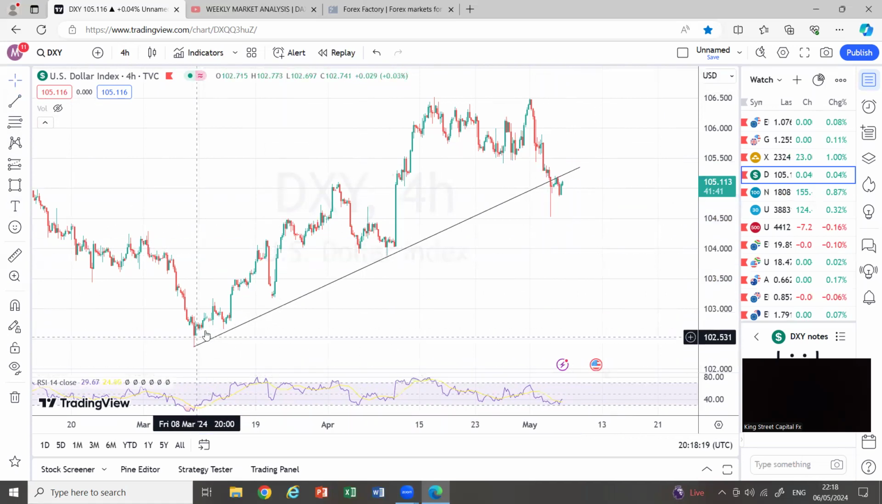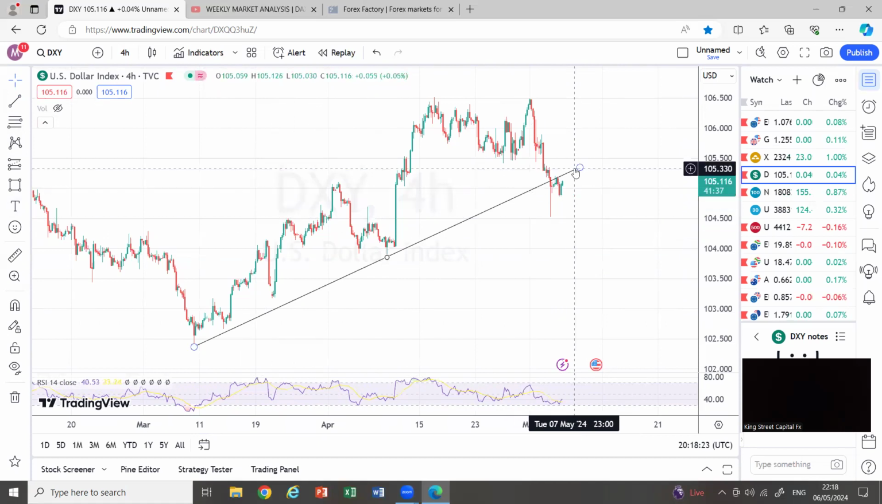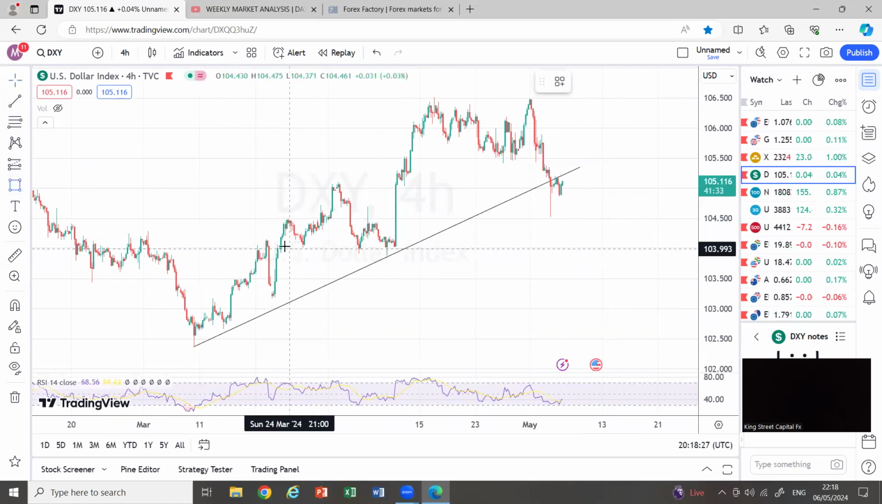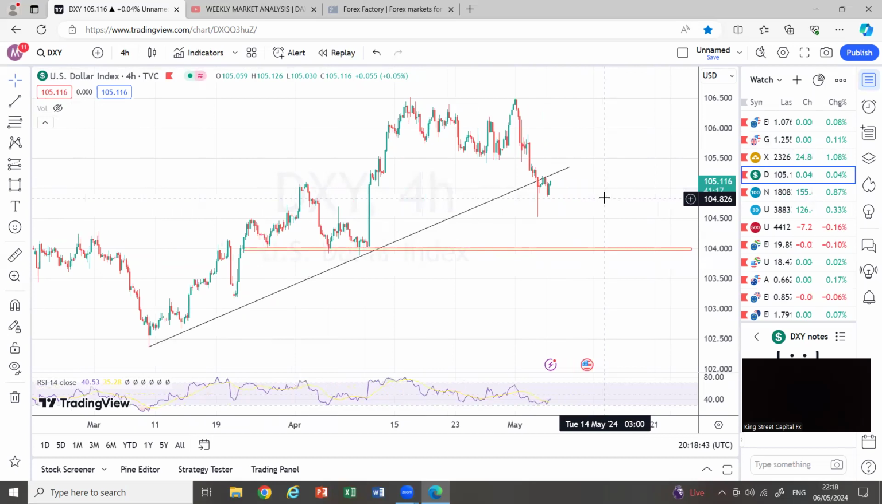We can see these areas being respected. Price broke out, retested, and I do believe that we might see price getting back to a price of 104.000. So I do believe the dollar might get stronger or weaker in a longer term trend. However, that we'll have to see as the market plays out.